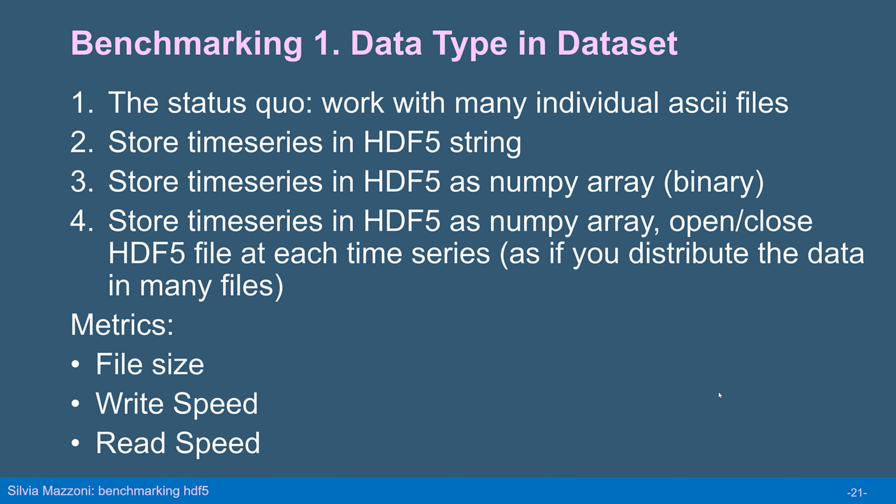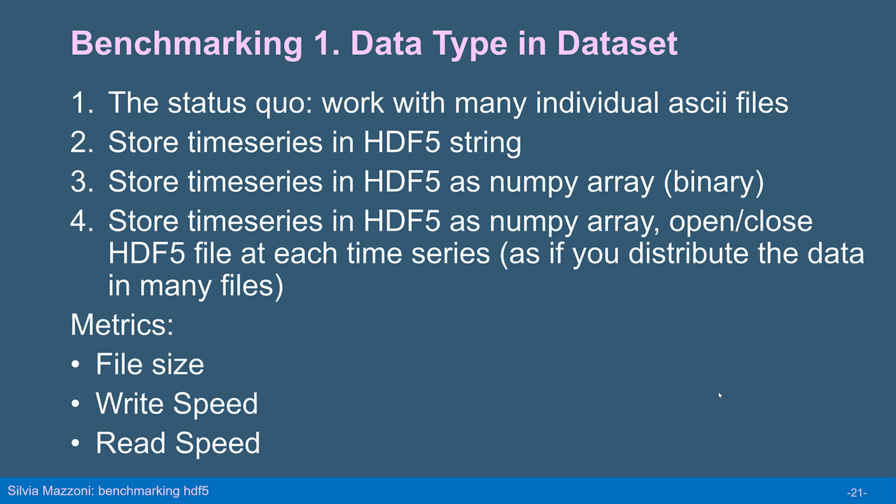So what we're going to do, we've got different data types or different ways that we can store our data. Remember, it's just our ASCII files of really long lists of numbers. So the status quo is we can work with these many individual ASCII files. It works. It's actually a really good system, because if somebody only needs 10 ground motions, they can just download those 10 ground motions. They don't have to keep a whole large data set on their computers.